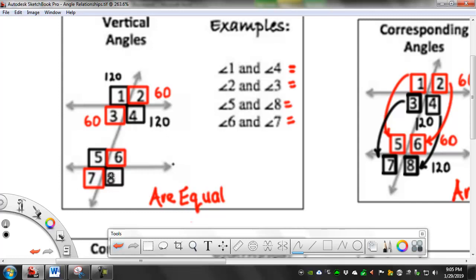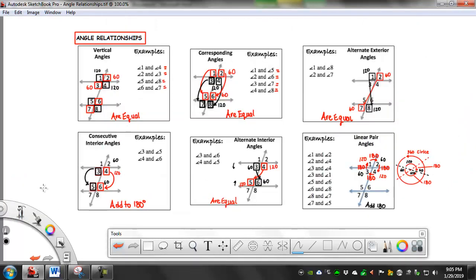So vertical angles lay on opposite sides of intersecting lines. You can see we have a set on the top intersecting lines, and we have a set of those vertical angles on the lower set of intersecting lines. And vertical angles are equal. If you look at that diagram, you can see that.